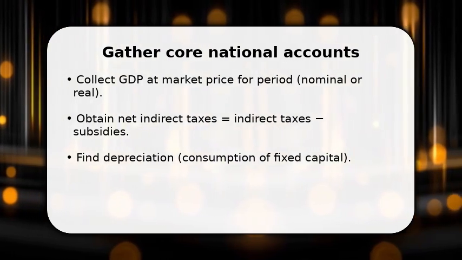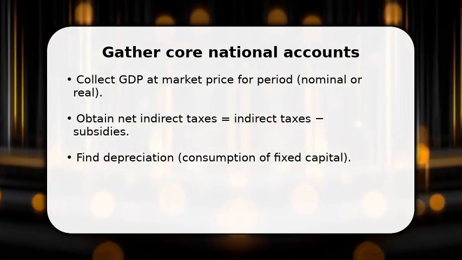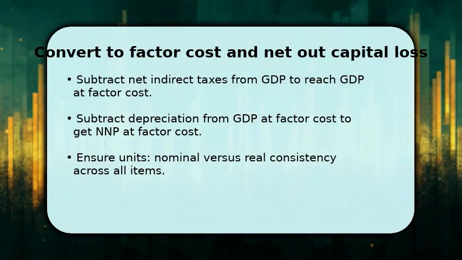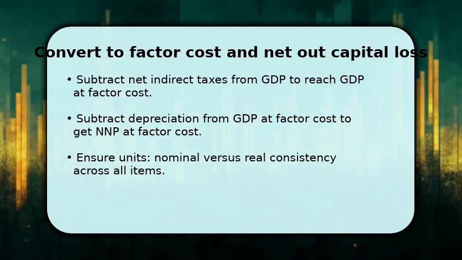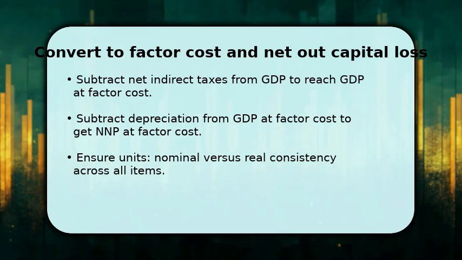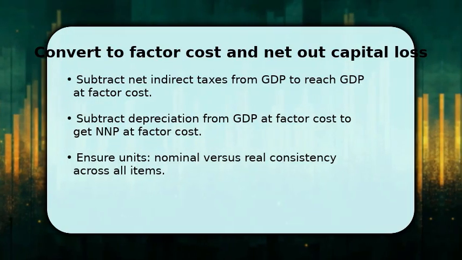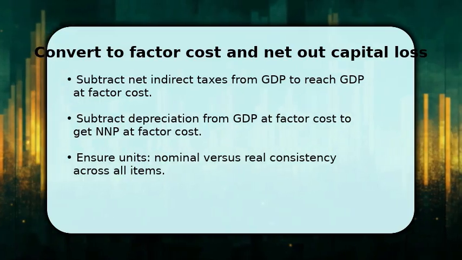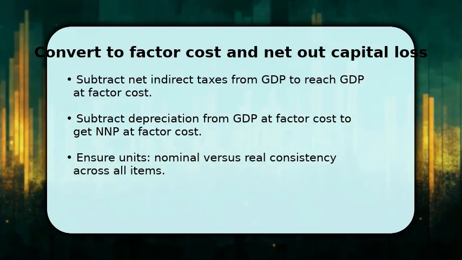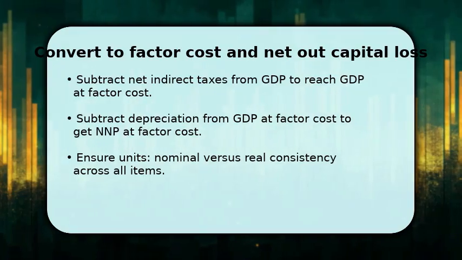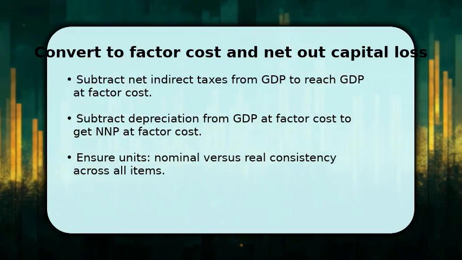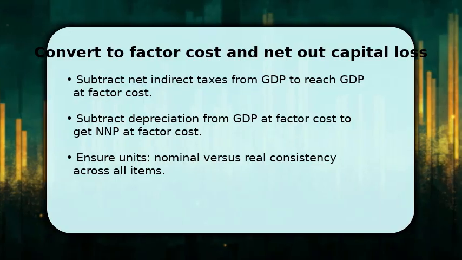So make sure the figures are for the same accounting period, and you can now transform market measures to factor cost. Subtract net indirect taxes from GDP at market price to get GDP at factor cost, because taxes inflate market prices while subsidies depress them. Once you have factor cost, subtract depreciation to remove capital consumption. This yields net national product at factor cost.